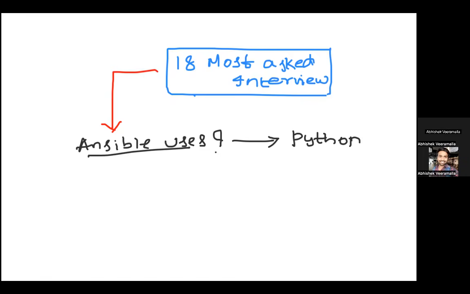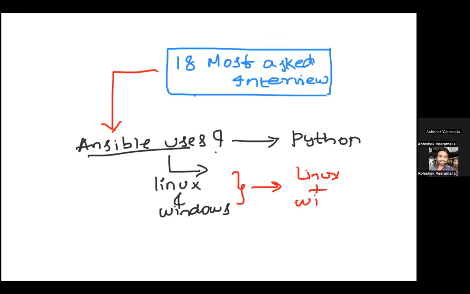And then the question is, does Ansible support Linux and Windows or only Linux? Like I mentioned in the video, the answer is that Ansible supports both Linux and Windows. How it supports them is, for Linux it uses a protocol called SSH, and for Windows it uses a protocol called WinRM. WinRM is the protocol that Ansible uses to connect to Windows, and for Linux machines, it uses the protocol called SSH.